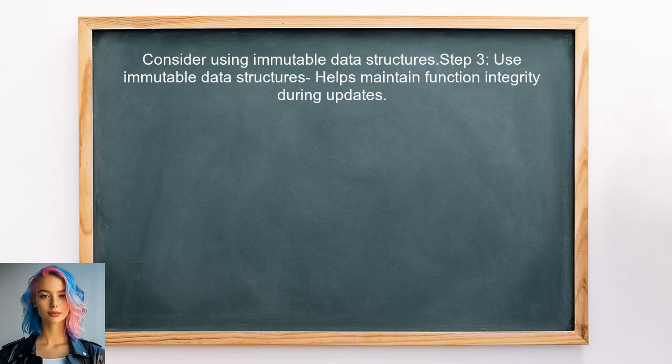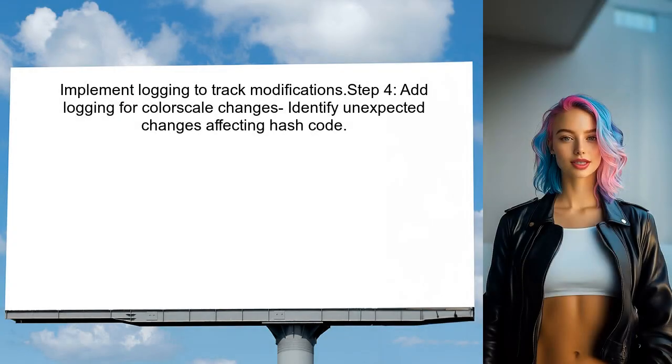Additionally, the user should consider using immutable data structures for the color scale. This can help maintain the integrity of the functions and their hash codes during updates. Finally, the user should implement logging to track when and how the color scale is being modified. This can help identify any unexpected changes that might be affecting the hash code.